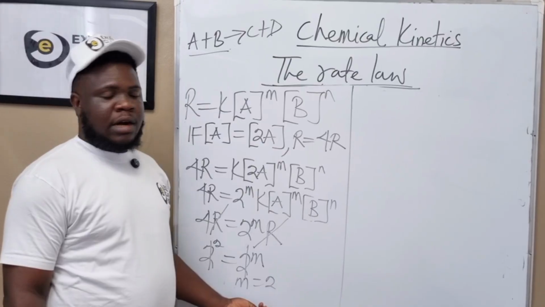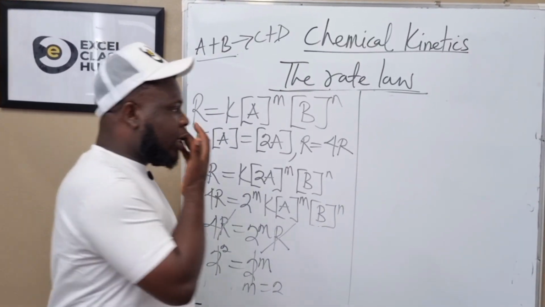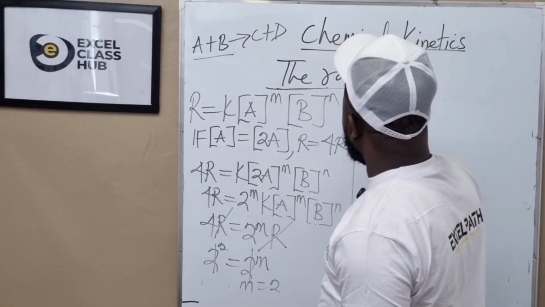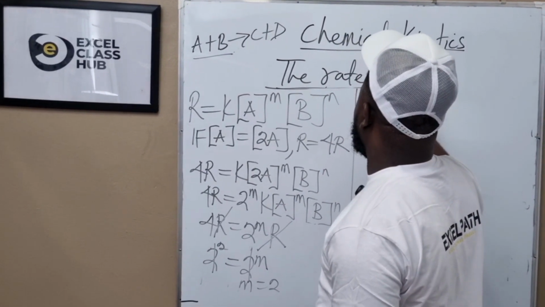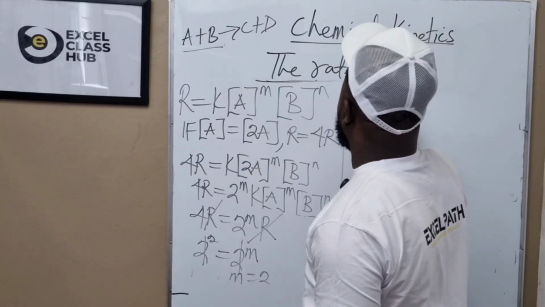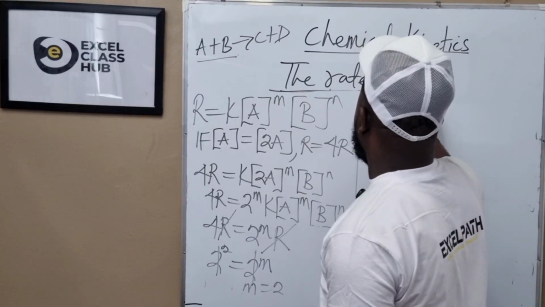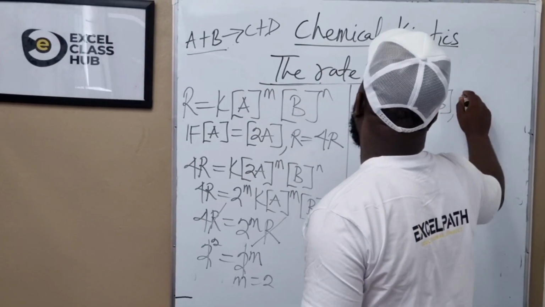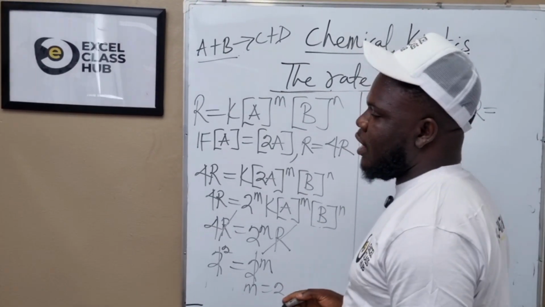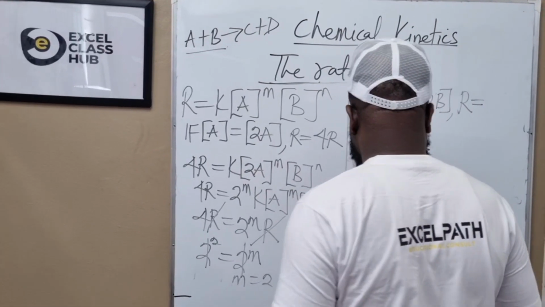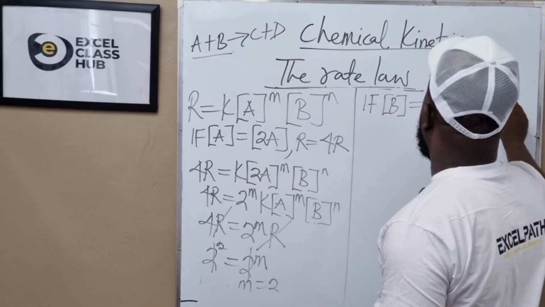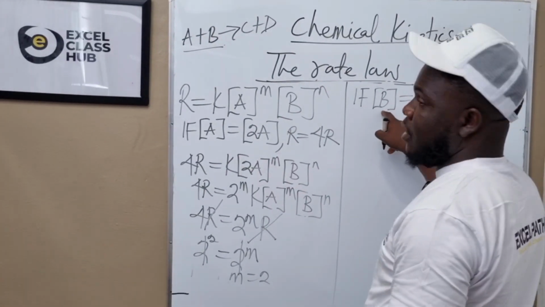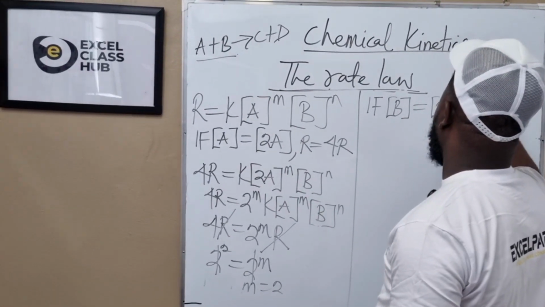But we still have to calculate our N. So according to observation number 2, it says that if the concentration of B is doubled, meaning that if B becomes 2B, then the rate increased by a factor of 8. That means R becomes 8R. So in our rate law expression now, instead of B, we write 2B. Instead of R, we write 8R.